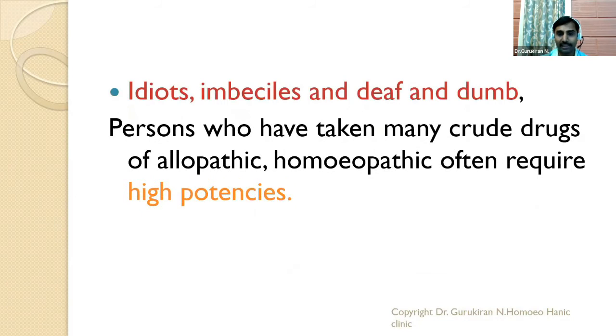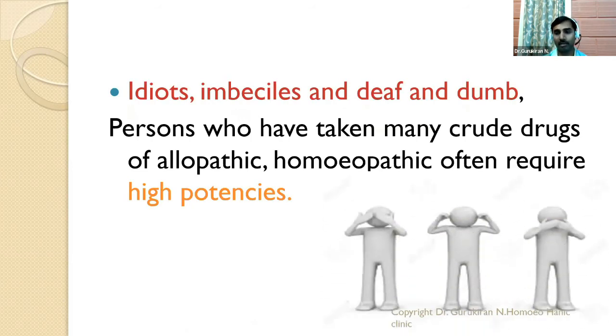Idiots, imbeciles, and deaf and dumb patients. Persons who have taken many crude drugs, allopathic or homeopathic, often require higher potencies. Because, for example, if we get a case of diabetes, the patient suffering since 20 years, 25 years, there is no point in giving lower potencies. We should start with the medium potency. Or if the case is clear, if the case has the characteristic symptoms, if the functional disturbances are more, we can definitely go for higher potencies.